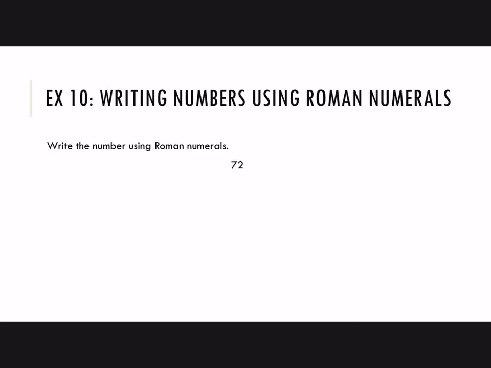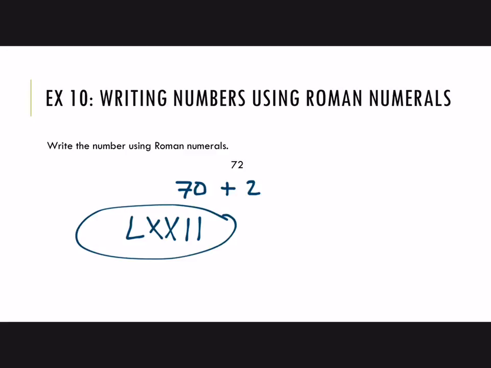Okay, 72. So I can write this as 70 plus 2. And then 70 I want to write as a combination of 50s and 10s. So this is an L for 50 plus 2 10s. All right, and then plus 2, so 2 I's for the number 2. So it's LXXII.